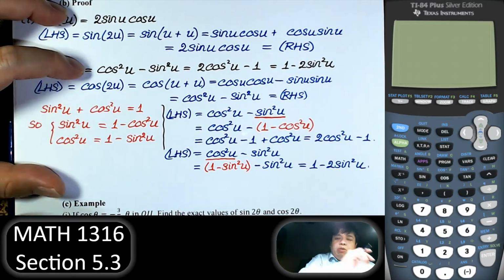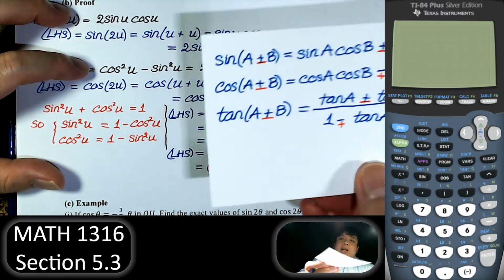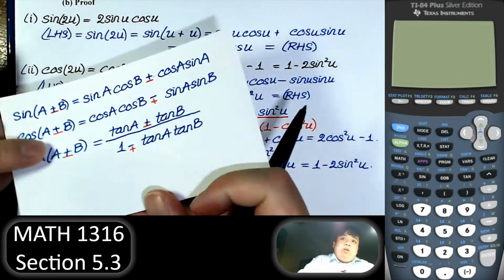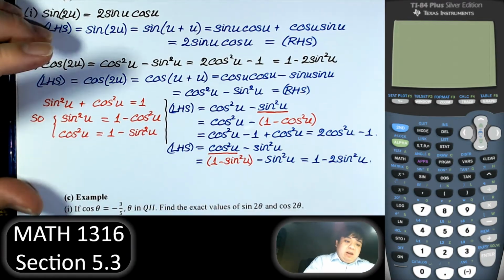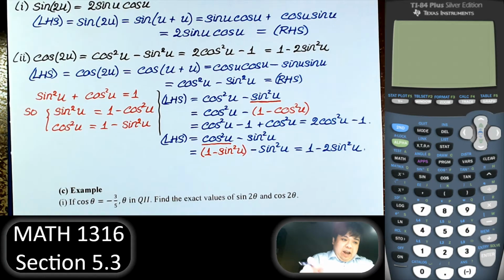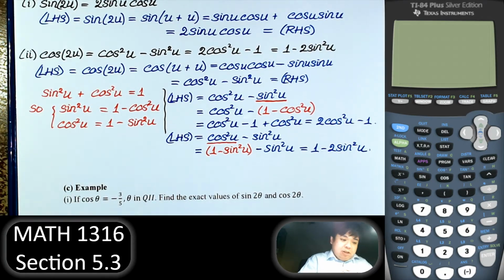So it's pretty straightforward. As mentioned before, those 3 identities we derive from most of the identities we have at the end of this chapter.